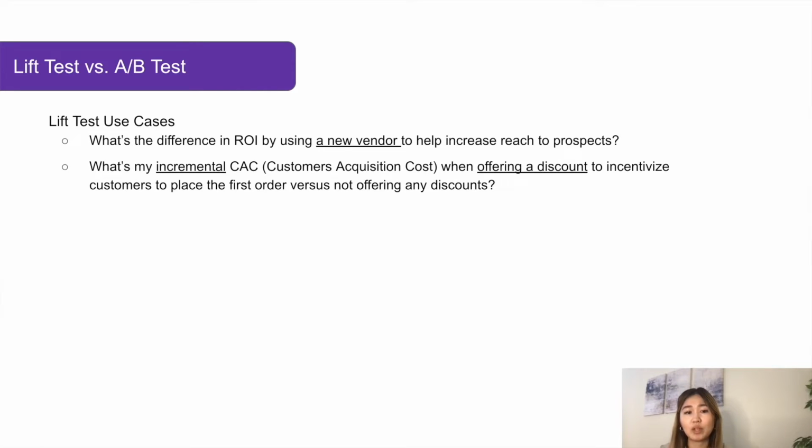Second example, what's my incremental CAC, which is customer acquisition cost, when offering a discount to incentivize customers to place the first order versus not offering any discounts. So the keyword here is incremental. Because it's incremental, we're talking about if that variation gives us additional conversion or action. And again, it's only one variation, because we just wanted to test out the concept of a discount. So that is a lift test.